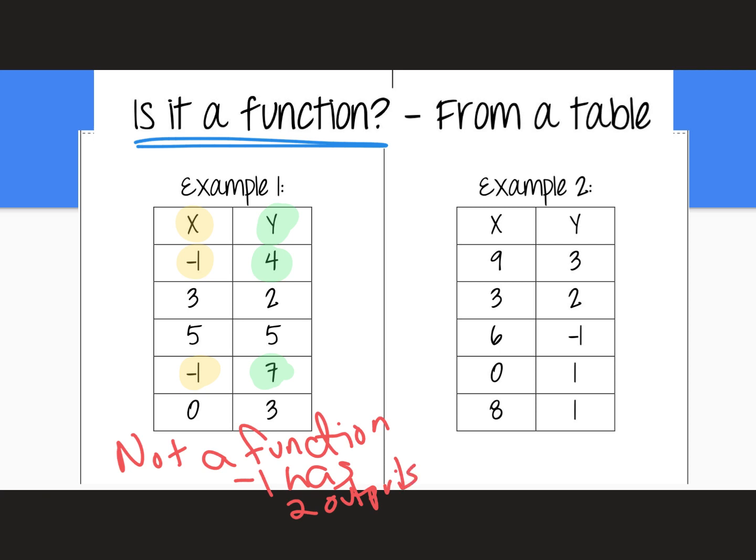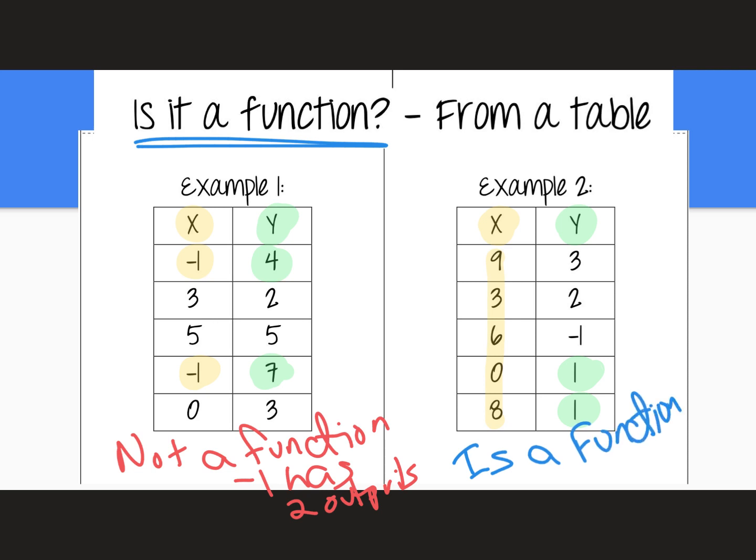Let's do the same thing looking over here at our example 2. I have my input values x, my output values y. Now I notice that there are 2 outputs of 1. But remember, when we're talking about if it's a function, we're talking about does each input have more than one output. So I notice each of my inputs is unique. So this is a function. Your outputs are allowed to repeat. Your inputs are not.